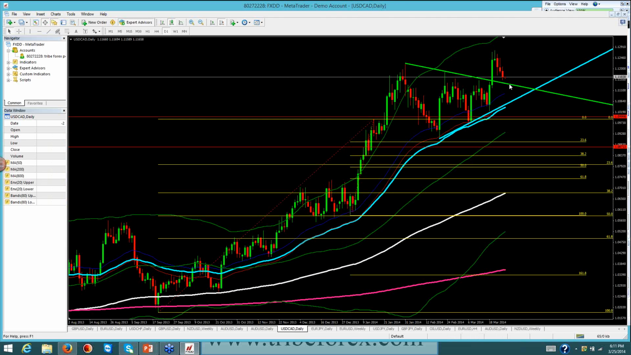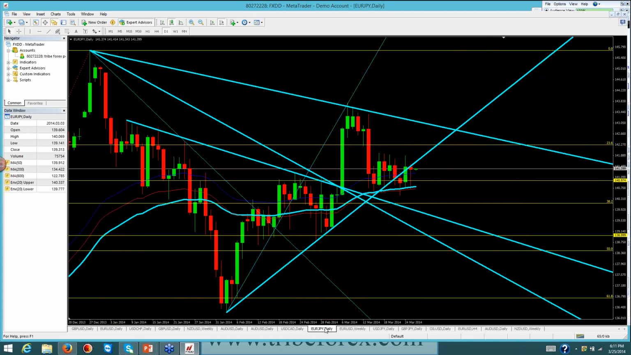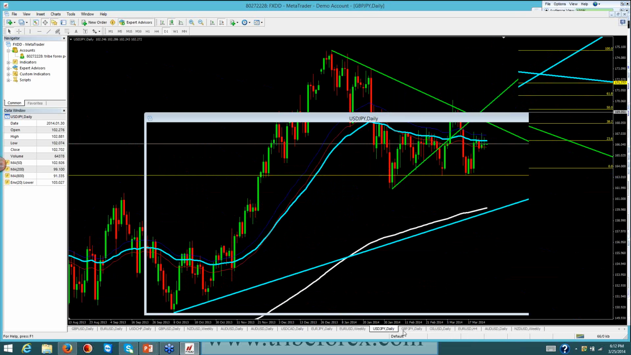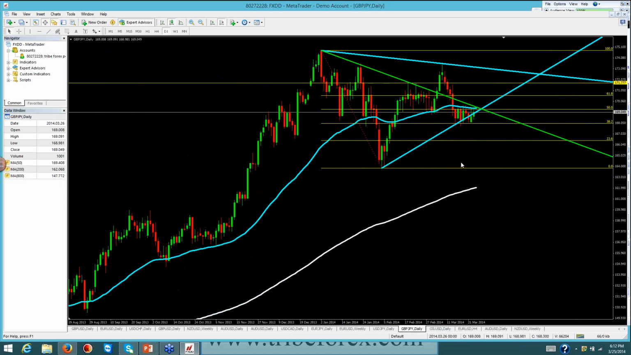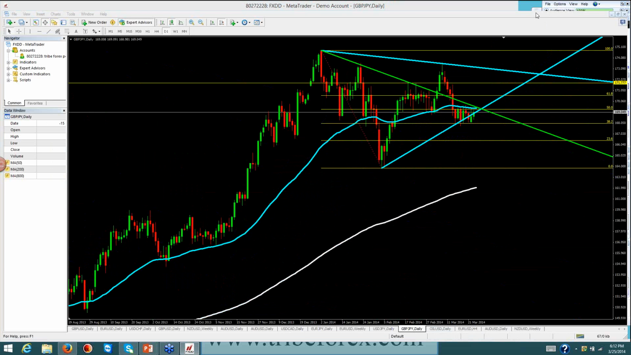Dollar CAD, we're going to look for a bounce. It's got to drop a little bit. 111.40 is where we're going to look for a bounce, and then we're going to see price move up on the dollar CAD. And as I said before, euro yen, we're going to look for a sell potentially off of 141.64. Dollar yen, we're not touching it. It's too narrow of a constriction there. And on the pound yen, we can look for price to move off of 169.00 or 169.40 and get down to 168.